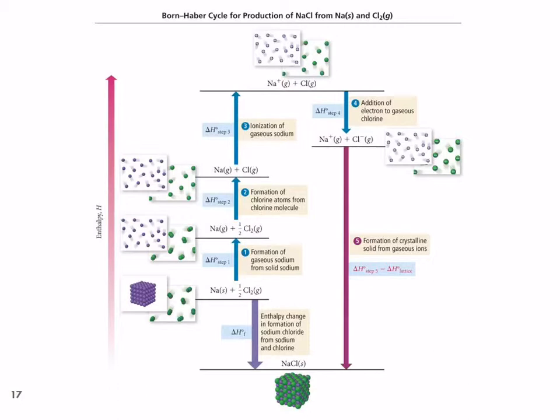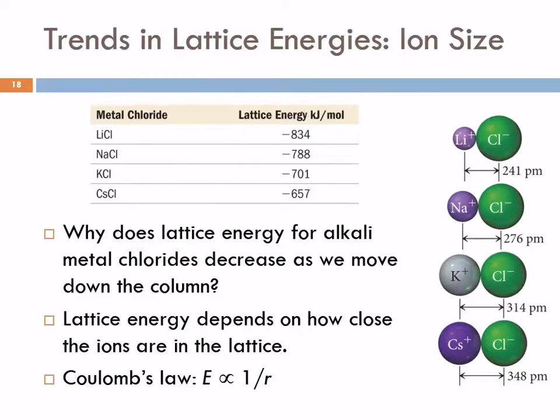So we're imagining, well, if we went this step and this step and this step and this step and then to here, we know all of the other steps except this one that we're missing. Well, lattice energies have some trends. And one of the things that affects the lattice energy is the size of the ions.